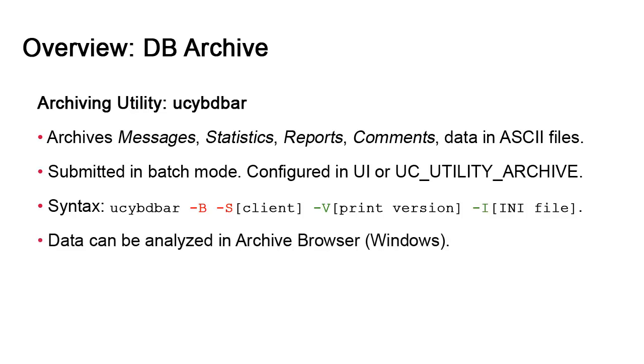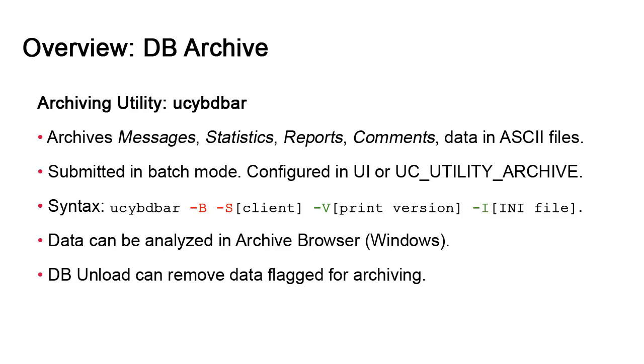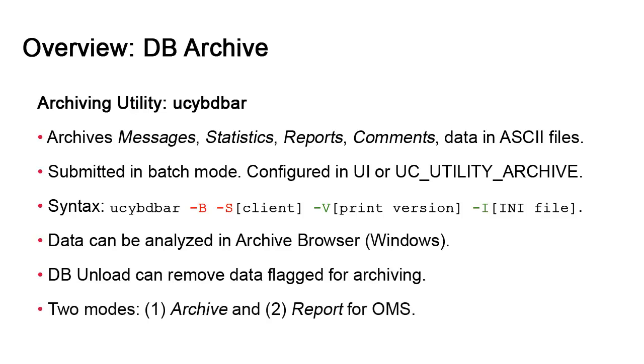Once the data is available, we provide a tool on Windows platforms called the Archive Browser. It makes it possible to dissect large volumes of archive data since these archive files are structured. Data items that have been flagged for archiving can also be removed with the db-unload utility. In that sense, DB-archive provides similar functions to another utility, db-reorg. Finally, there's a secondary use of the archive utility called the report modes. This allows us to extract reports and structured lists for use with output management tools.